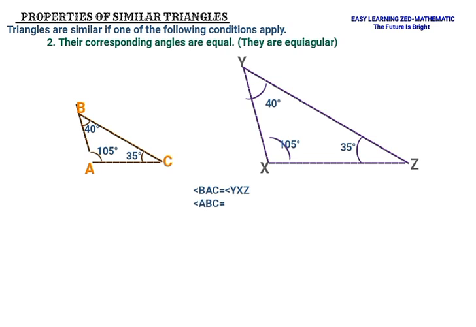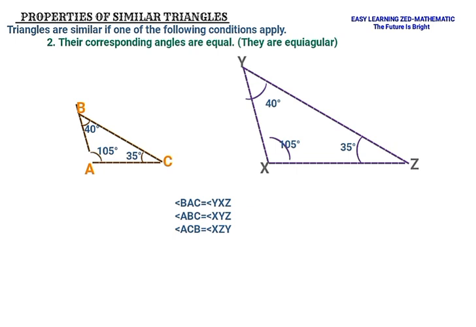Then we also look at these two angles. The first one is ABC, which is 40 degrees, as well as XYZ, which is 40 degrees. We also look at these two angles, ACB and angle XZY, which are 35 degrees. These angles are equal. So let me try to write their readings.